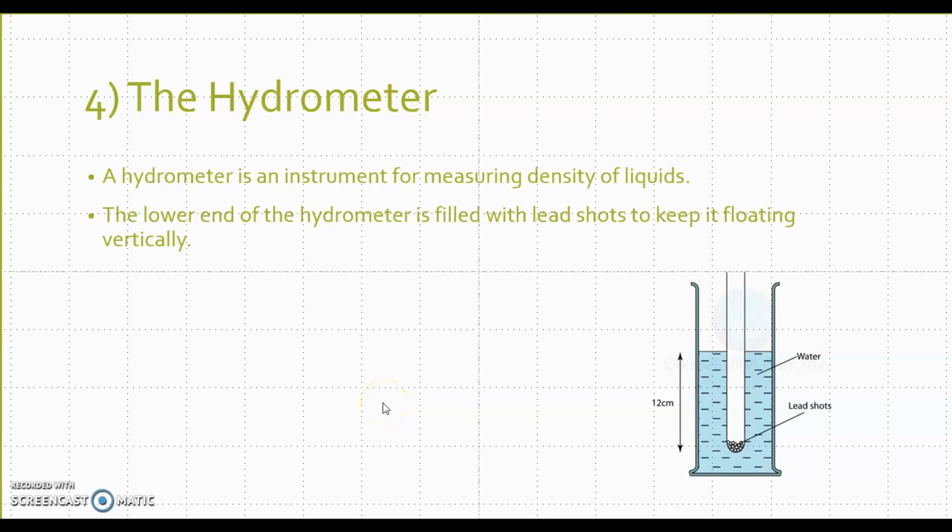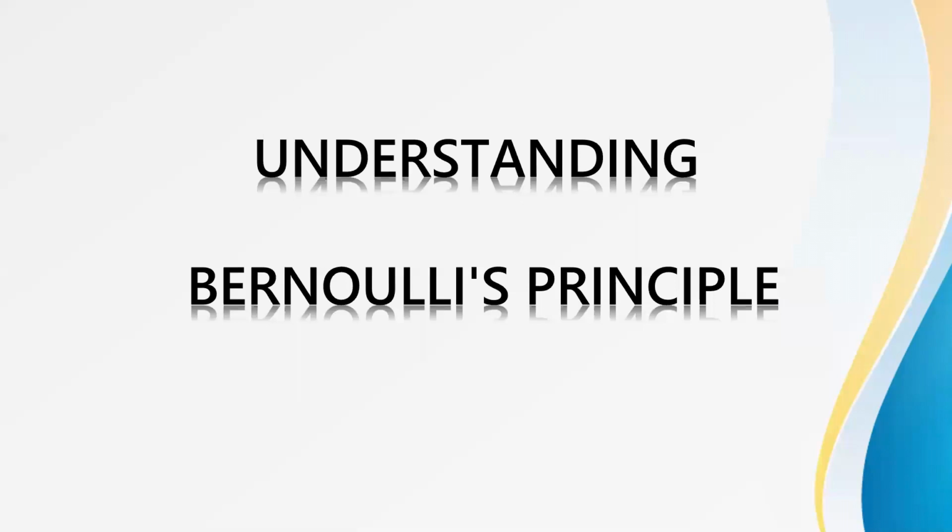Big bulb enables hydrometer to float. Small bulb filled with lead enables the hydrometer to float vertically. And lastly, thin stem of hydrometer increases the sensitivity of the hydrometer. So that's all for the application of Archimedes principle.